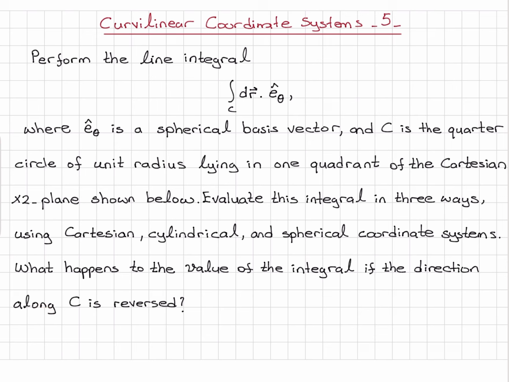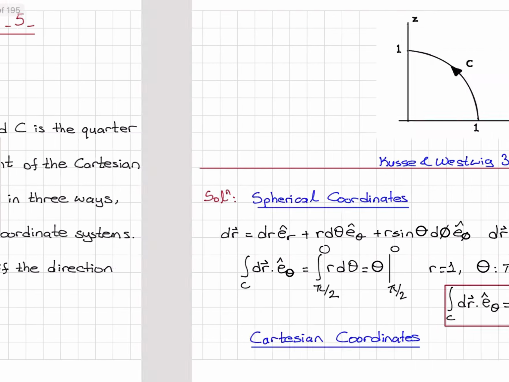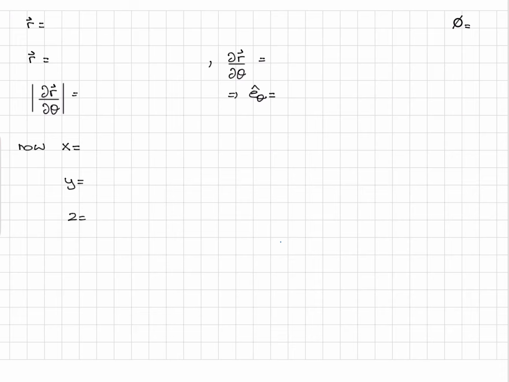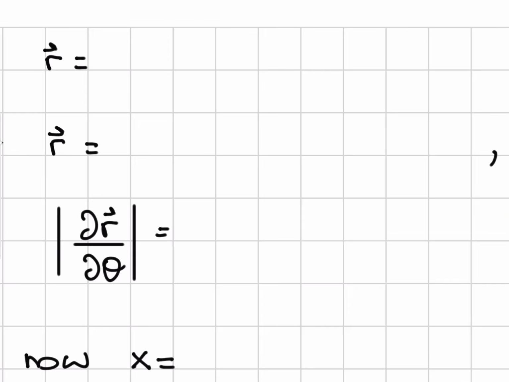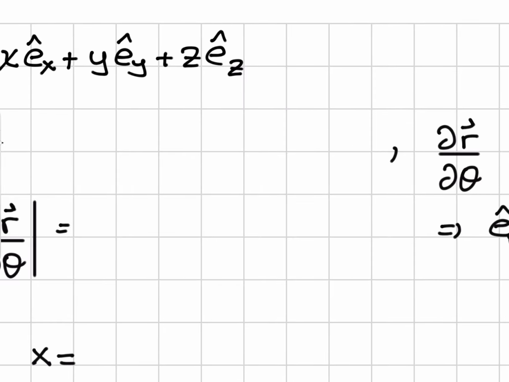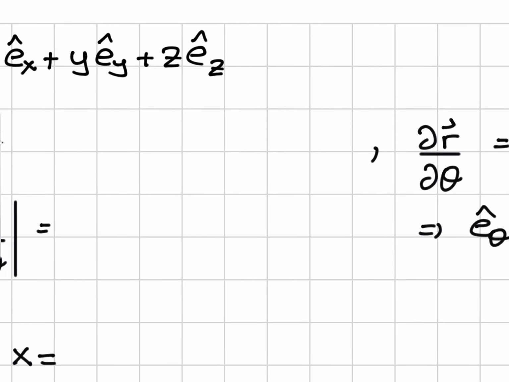Now, our job is to write e theta hat and dr vectors in the Cartesian coordinate system. Before, we did it in spherical coordinates, and that was straightforward. We know that the answer is minus pi over 2. Now, in Cartesian coordinates, the position vector r is given as x ex hat plus y ey hat plus z ez hat. And this can be written in terms of the spherical coordinates.